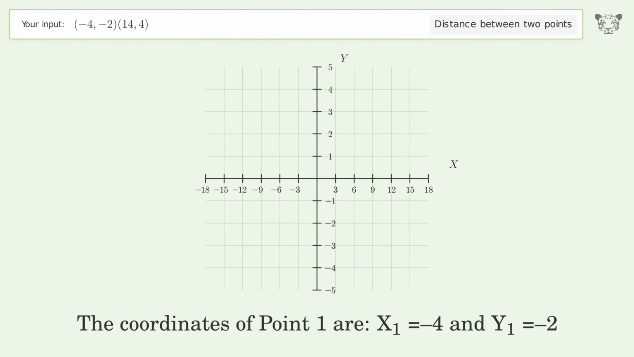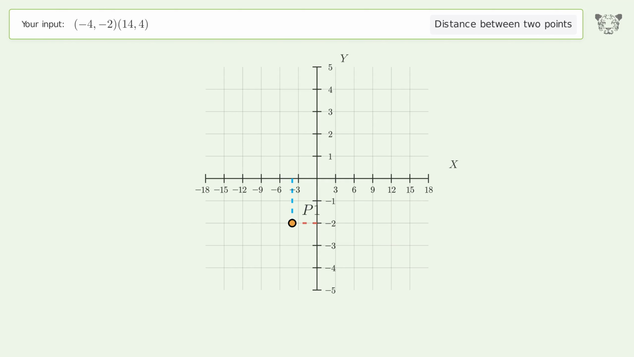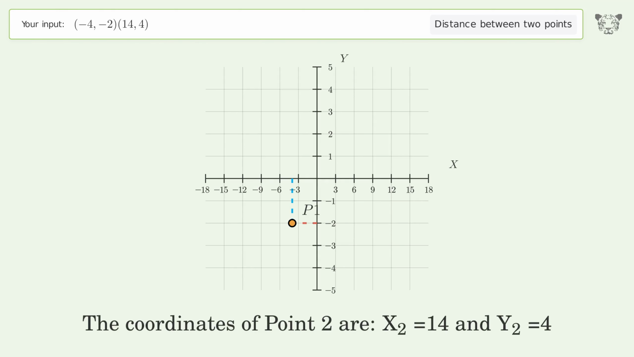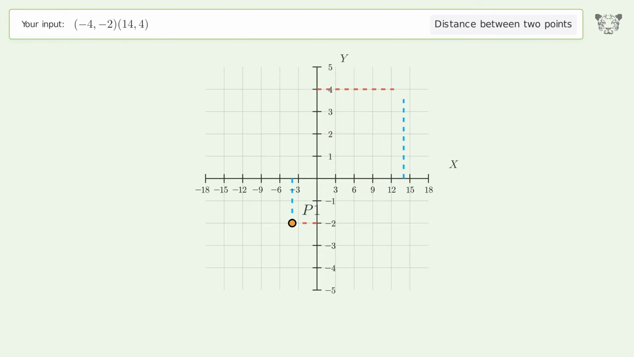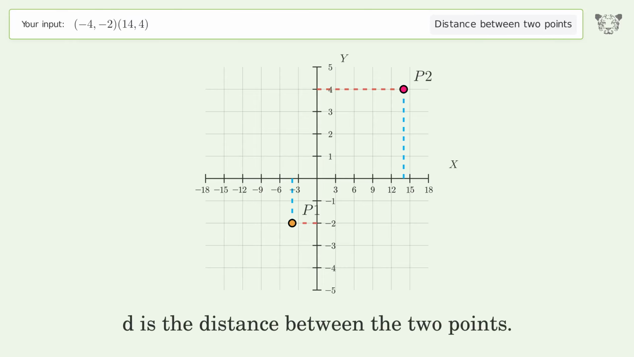The coordinates of point 1 are x1 equals -4 and y1 equals -2. The coordinates of point 2 are x2 equals 14 and y2 equals 4. D is the distance between the 2 points.